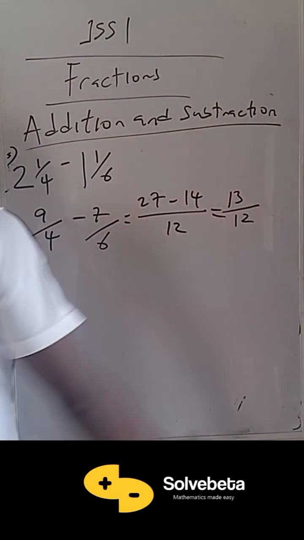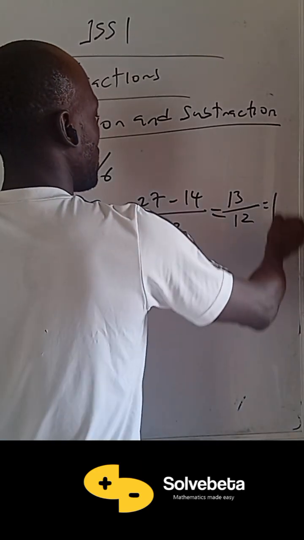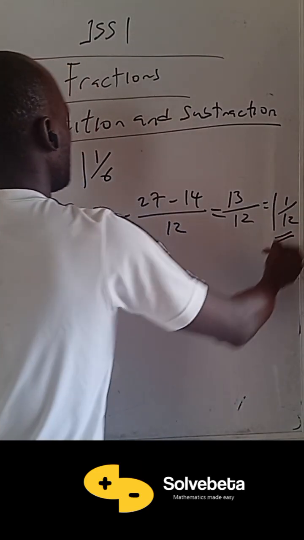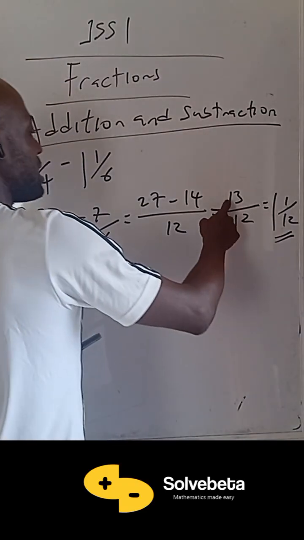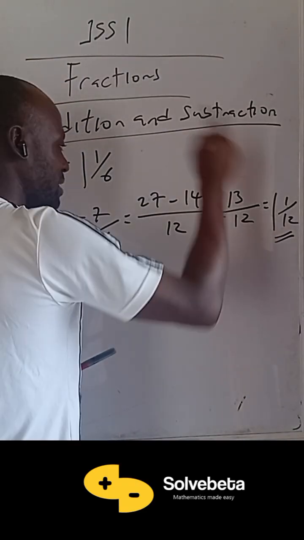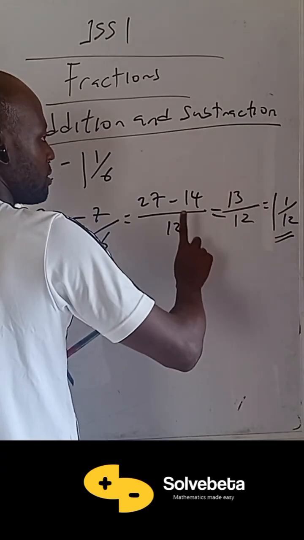Which is what? This is an improper fraction. So you should not always leave your answer as an improper fraction. You always reduce. So if you reduce it, you have 1 and 1 over 12. So the answer is 1 and 1 over what? 12. How do I get 1 and 1 over 12? 13 divided by 12 is 1. Remember 1. When you divide 13 by 12, you have 1.